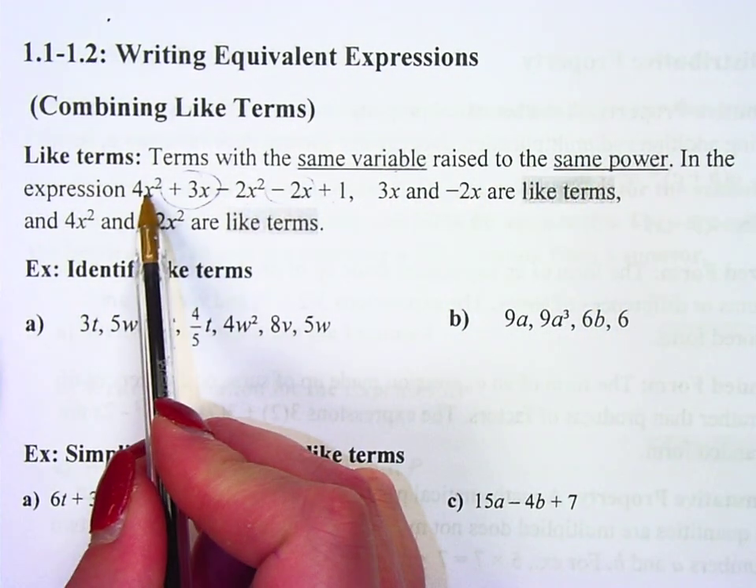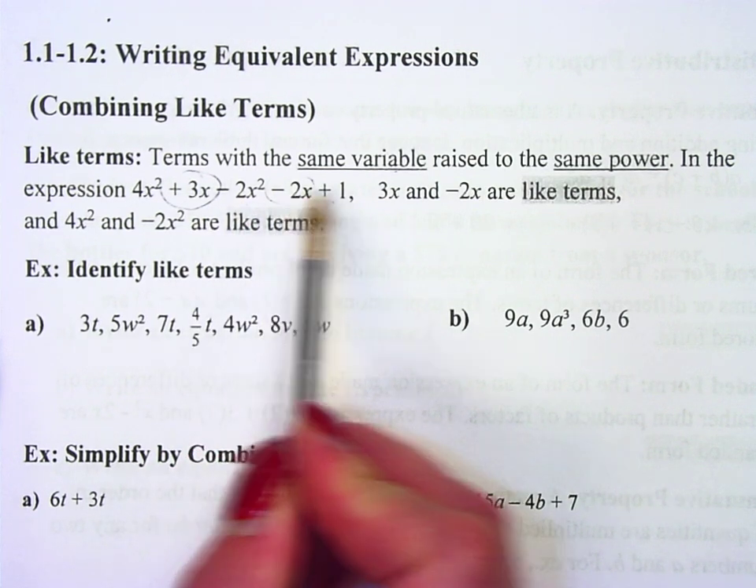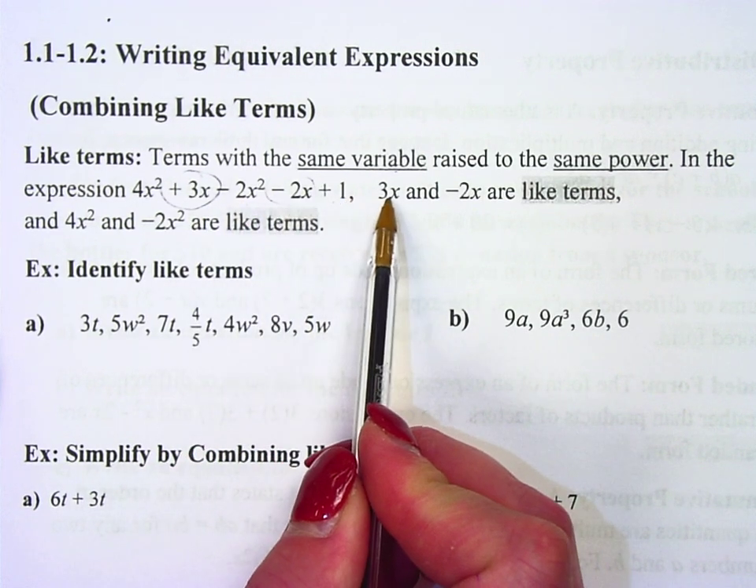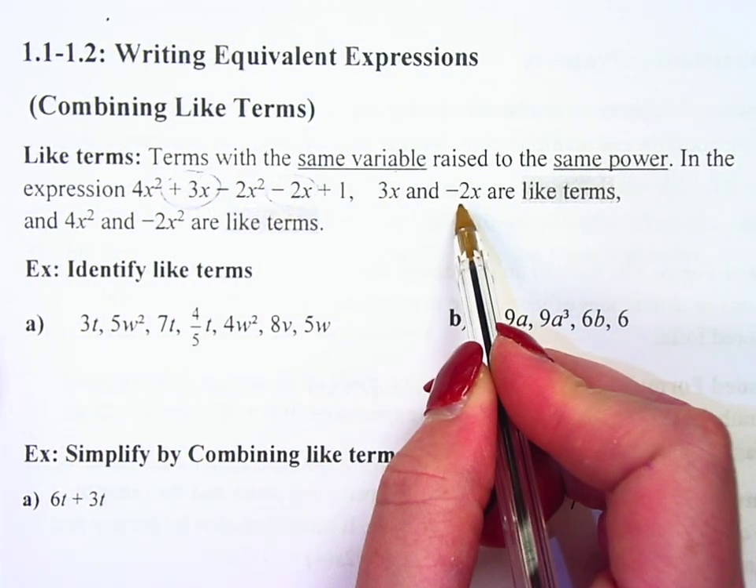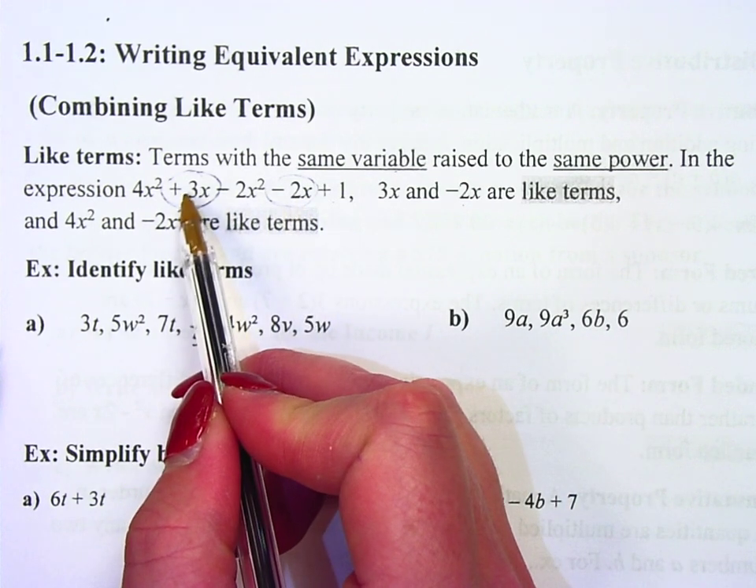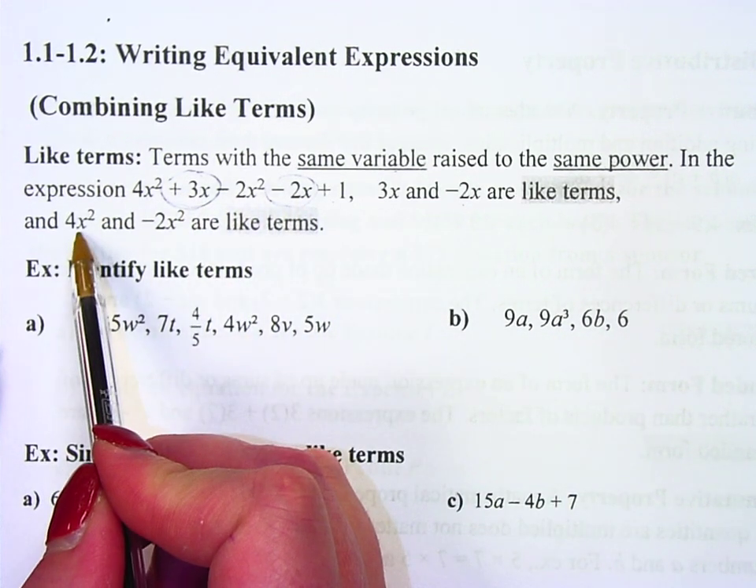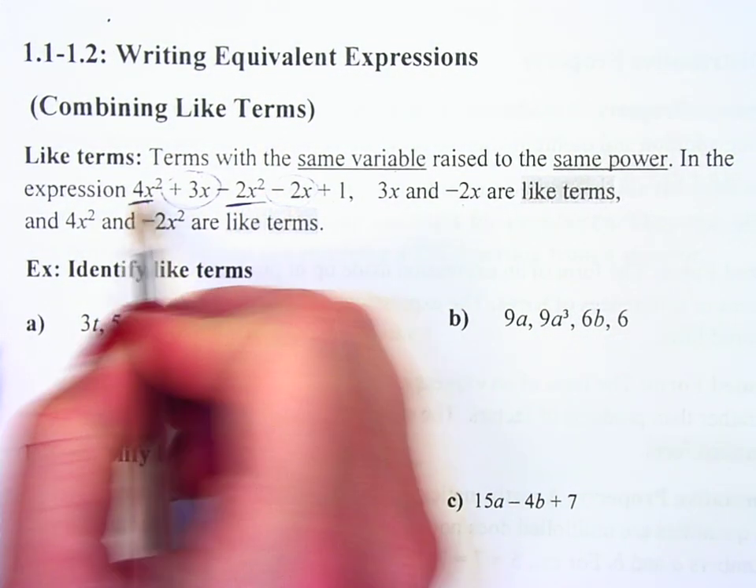So in the expression 4x squared plus 3x minus 2x squared plus 2x plus 1, something we would consider to be like terms are my 3x and my minus 2x. Be careful to include that sign as you consider your like terms. Similarly, 4x squared and negative 2x squared would also be considered like terms.